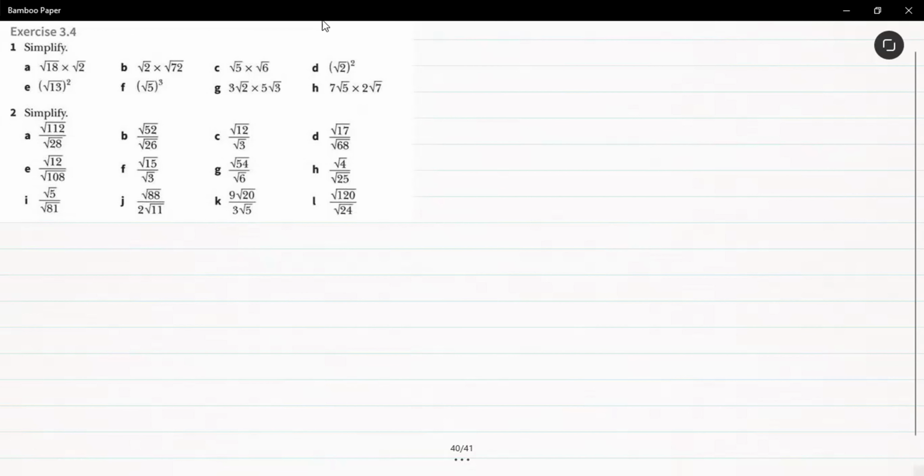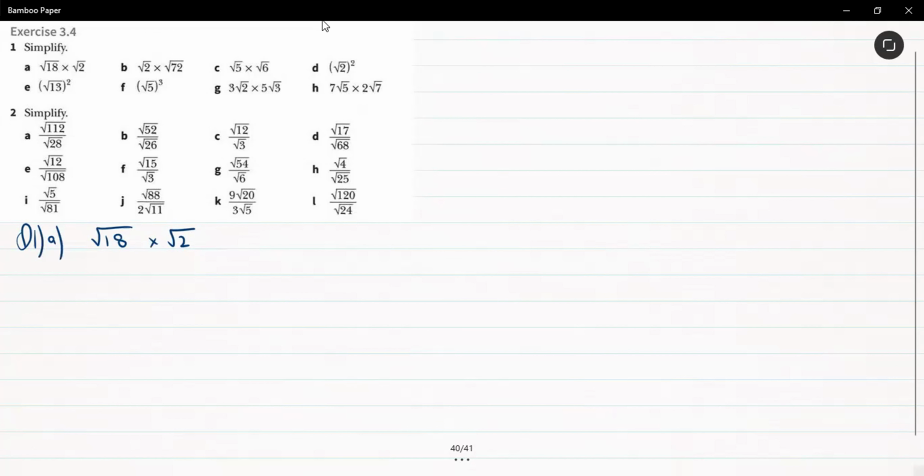Okay, so for question number one, we have part A. One thing I would suggest before starting any type of question is that, for example, we have this under root 18 multiplied by under root 2. First of all, try to make it as simple as possible. And why am I saying this? Because I personally find it easier to solve these types of questions when I simplify them.